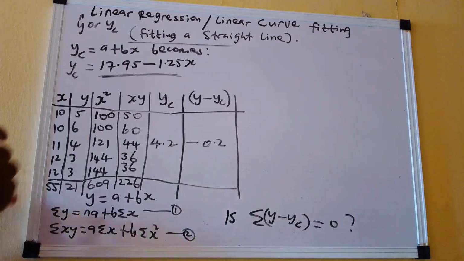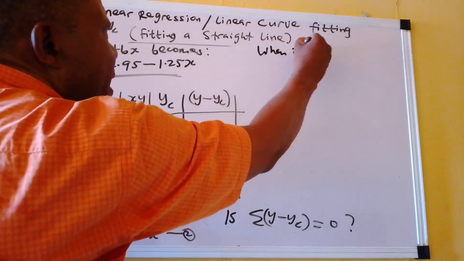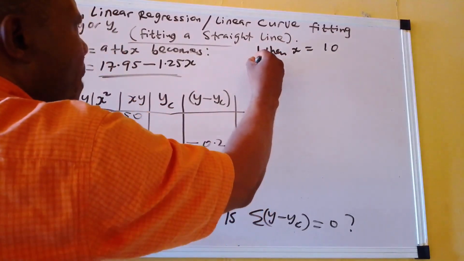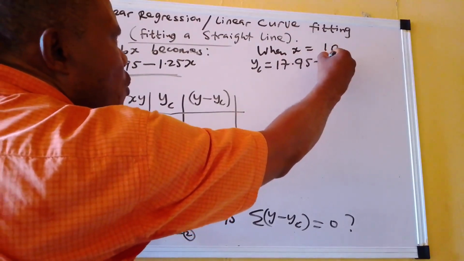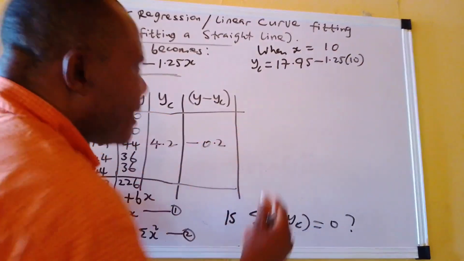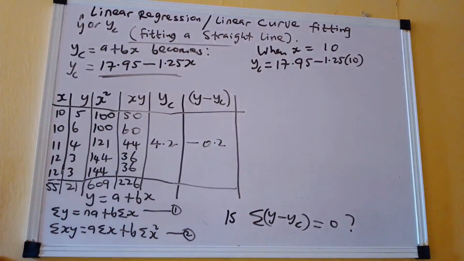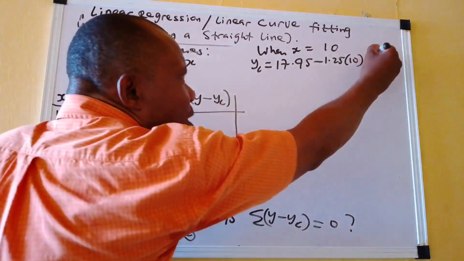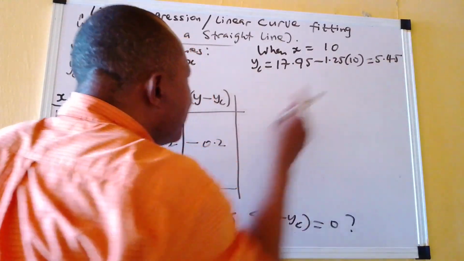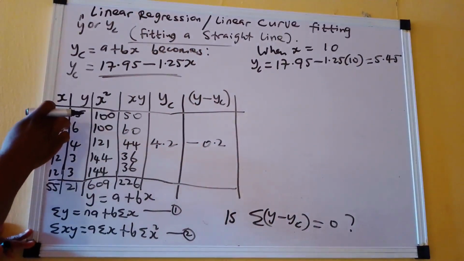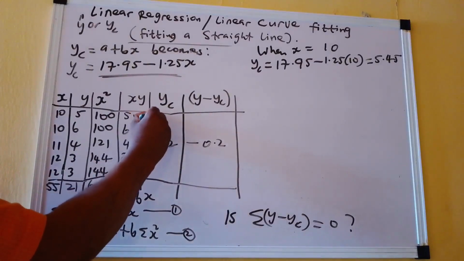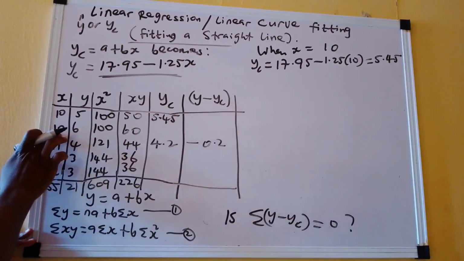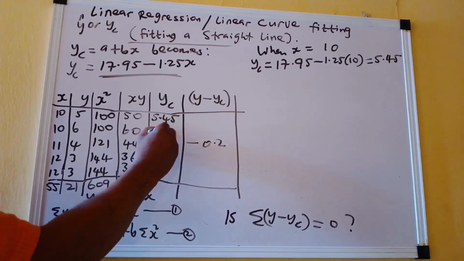Now let us calculate for 10. When x is equal to 10, our yc will be equal to 17.95 minus 1.25 into 10. Now let us carry out this simple arithmetic. We are going to have 5.45. So the answer will be equal to 5.45. So when x is 10, our yc will be 5.45.